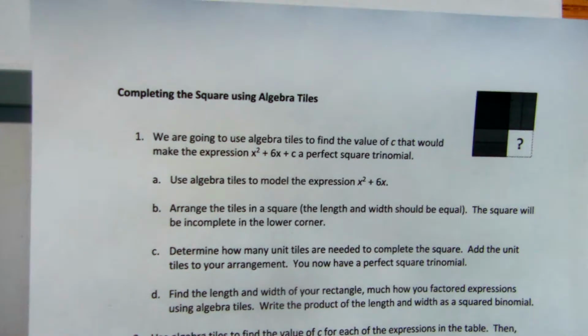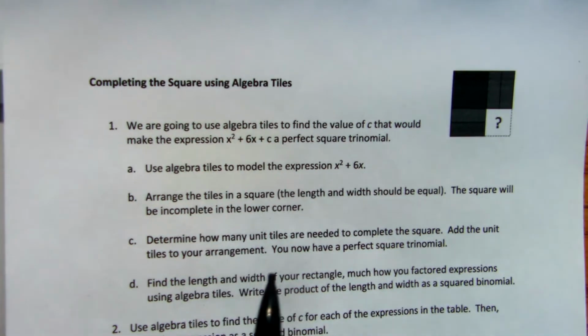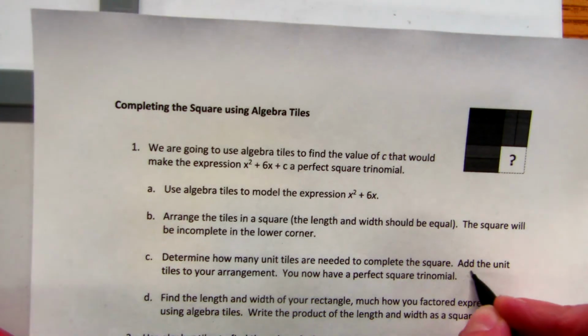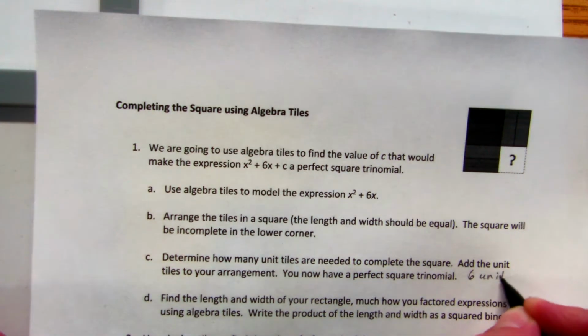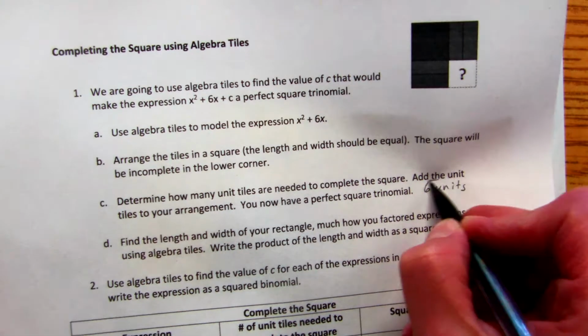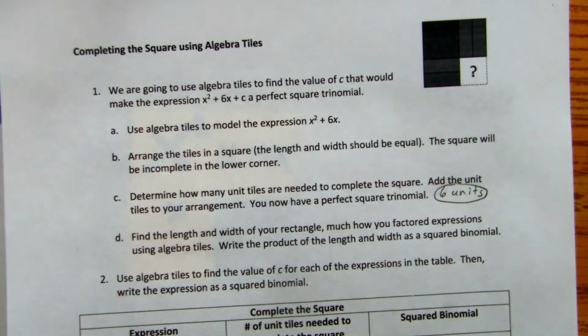So on our little worksheet, I actually just did some of this. And down on part C it says, determine how many unit tiles are needed to complete the square. Add the unit tiles to your arrangement. You now have a perfect square trinomial. So we added 9 units to it. So that was the first part. And it's a perfect square trinomial.